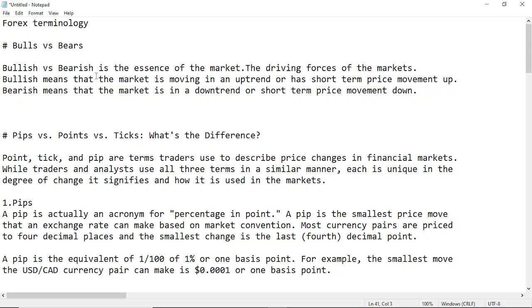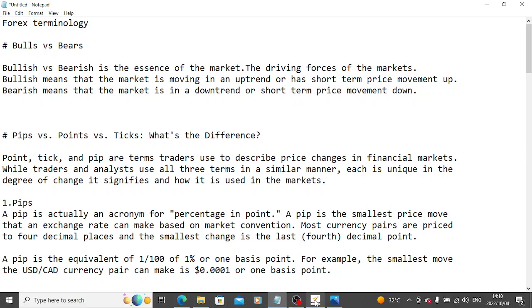Bullish versus bearish is the essence of the market, the driving forces of the market. Bullish means that the market is moving in an uptrend or has a short-term price movement up. Okay, and then bearish means that the market is in a downtrend or short-term price movement down. So let's have a look on the chart what that means.